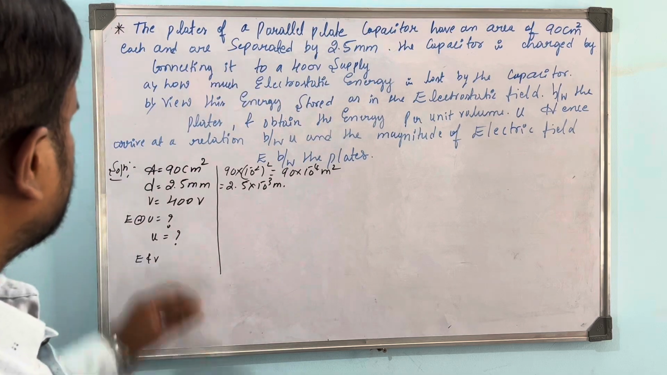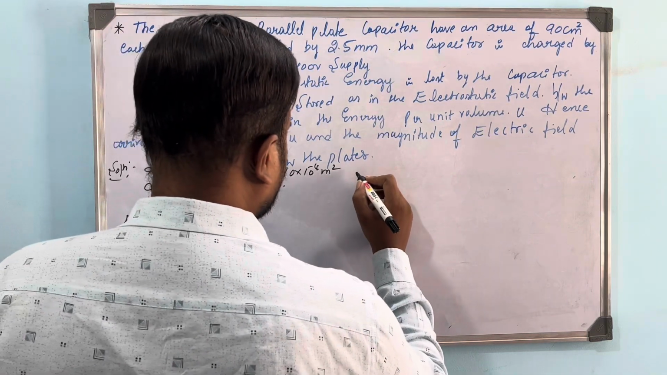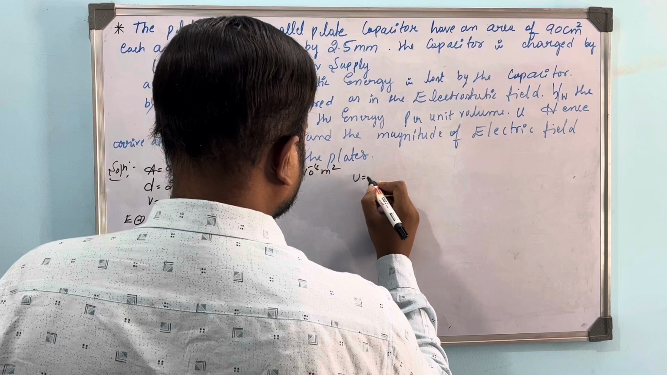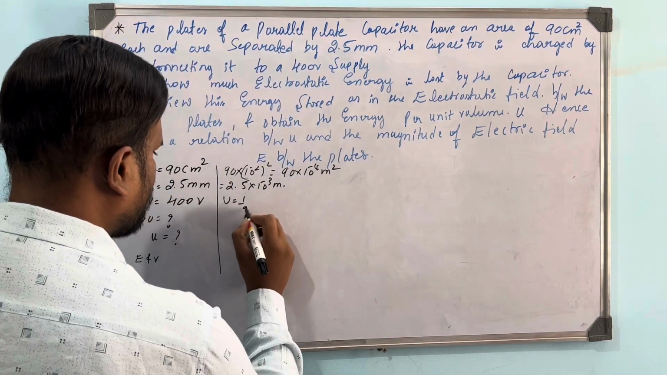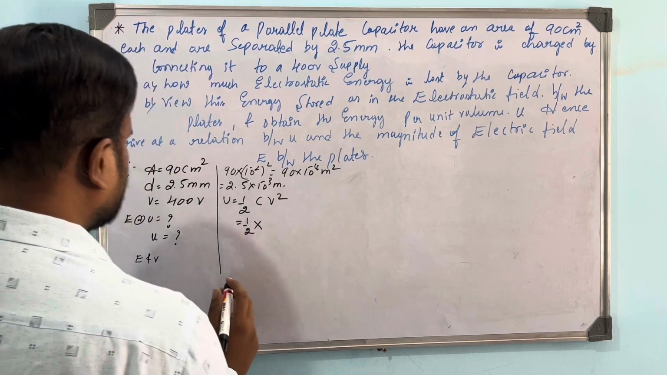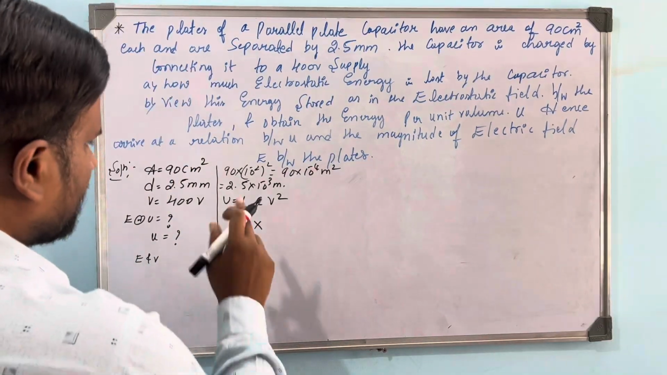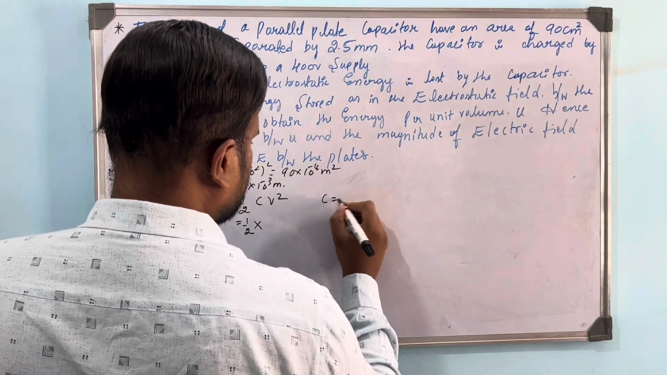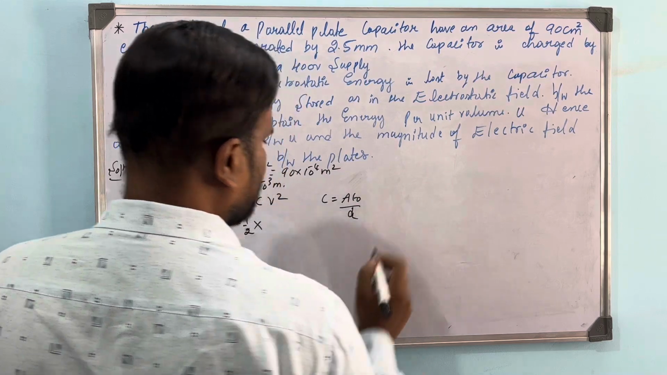Okay, so next one, what is the A question here? Energy stored. Energy stored is given by the formula U is equal to half C V square. So that is equal to half into, what is the C value? The C value they have not given, so I need to apply the formula C is equal to A epsilon divided by D.